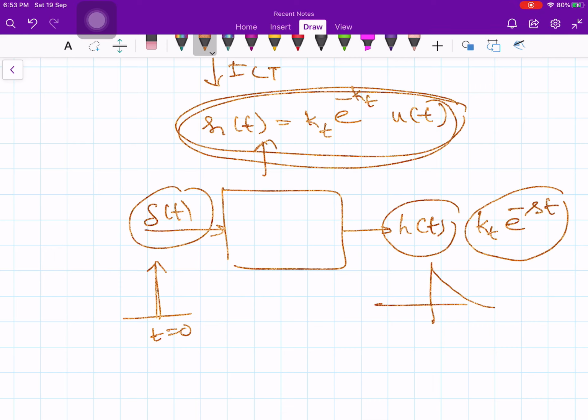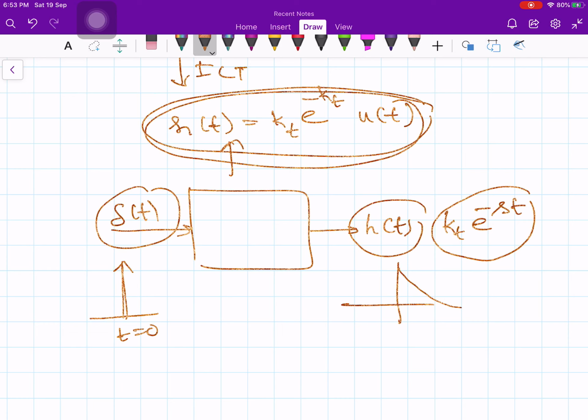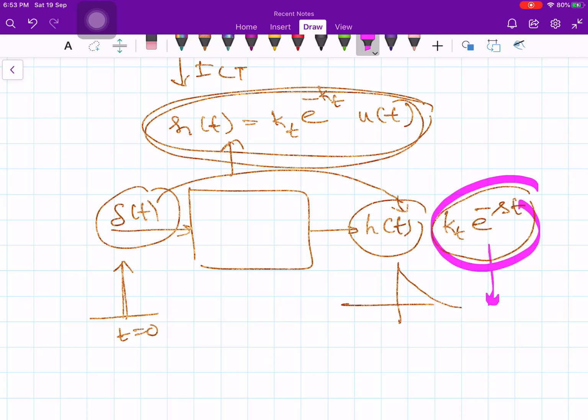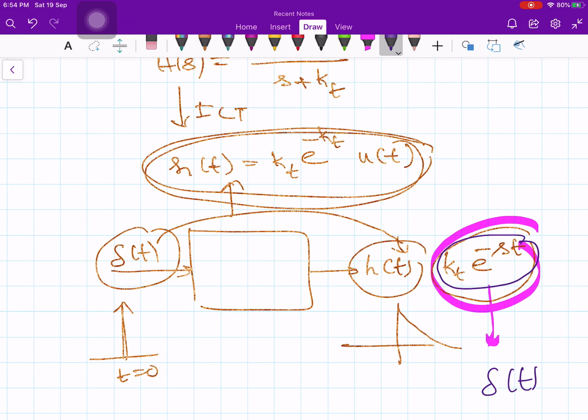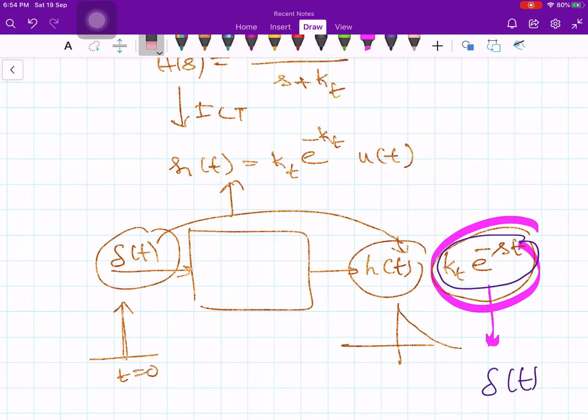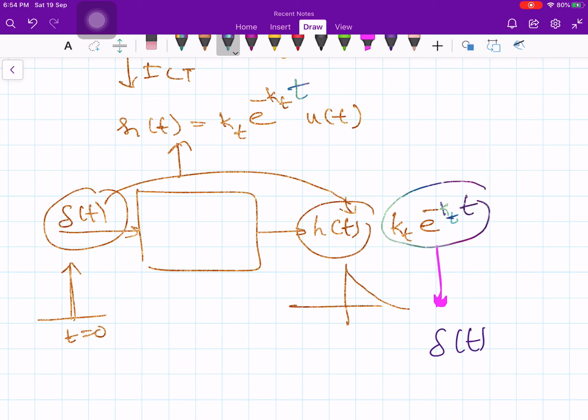Ideally, if you don't want the system to do any distortion of any kind, then this h of t should be equal to del of t itself. If you don't want any distortion, whatever you are giving, you want the same thing in the output. Now the question is obviously, how can I make this K_t times e to the minus K_t t into del of t? I'm sorry, this equation I wrote wrongly. This is K_t times e to the minus K_t t.